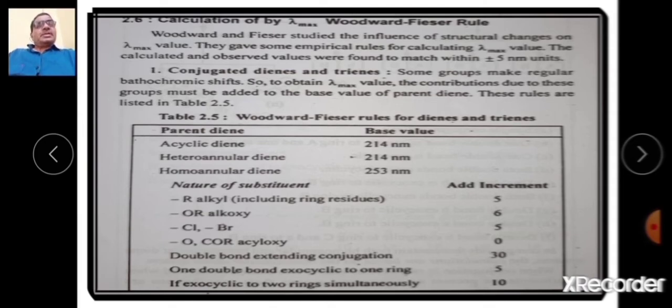Now, let us see first the calculation of lambda max value of conjugated dienes using Woodward-Fieser rules. Students, you know what is meant by conjugated dienes, that is, the dienes containing single bond, double bond and single bond. It is alternate single and double bond. They are called conjugated dienes, and also in the trienes. Now, I will show in the diagram.